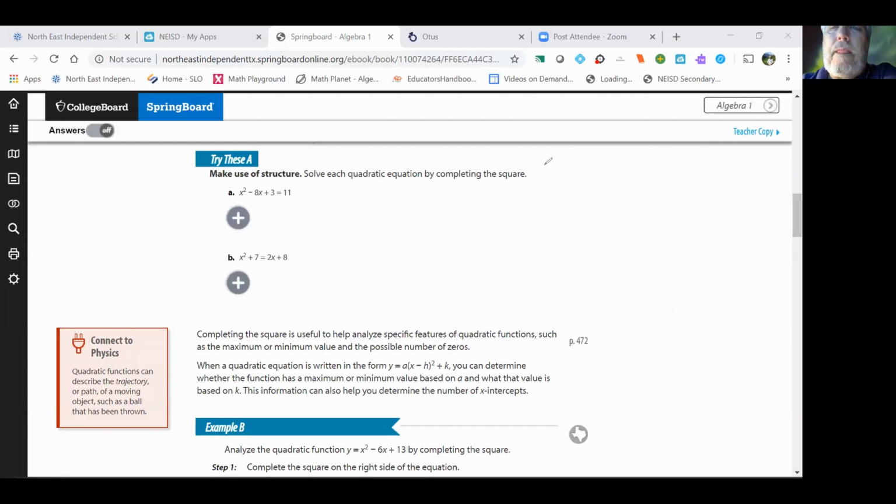B. X squared plus 7 equals 2x plus 8. I need to get the 2x over to the same side as the x squared. So I'm going to subtract 2x from both sides to get x squared minus 2x plus 7 equals 8. Then I look at the middle term. It's a 2. I need to divide that in half to get 1. Square root of 1 is 1. So that means I need this to be a positive 1.